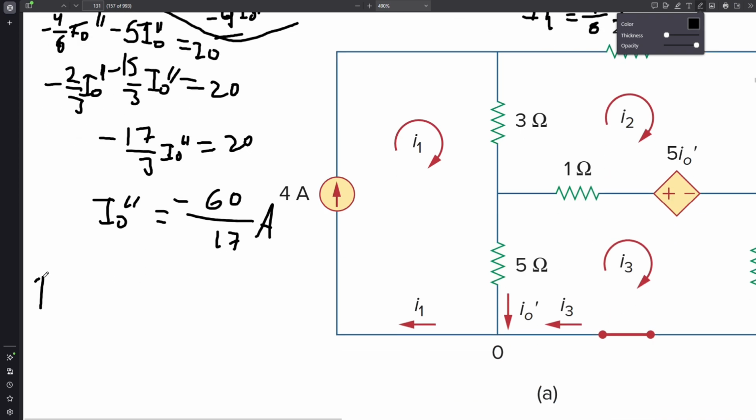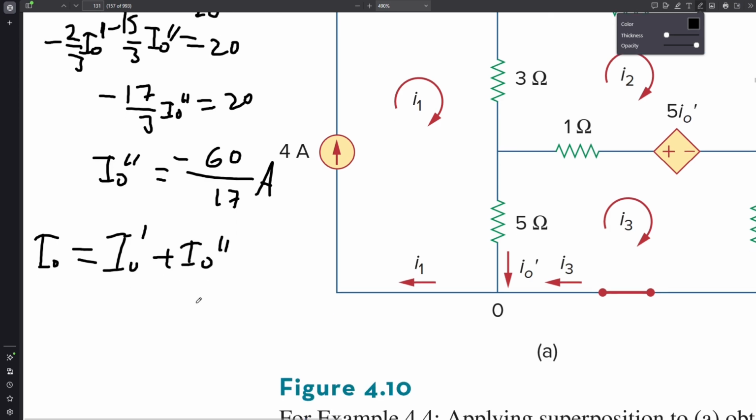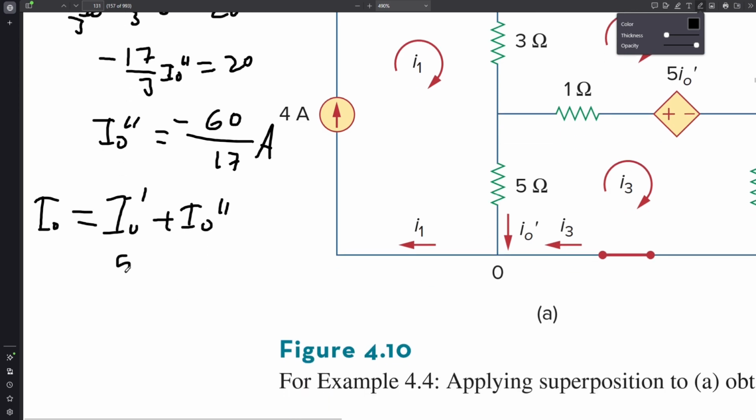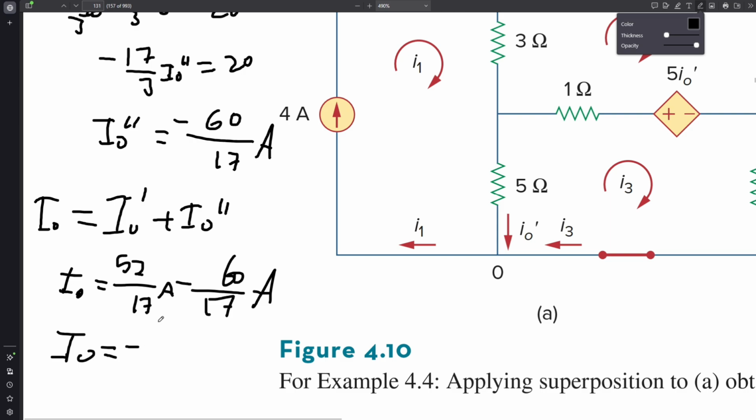That means combining, the answer is I0 equals to I0 dash plus I0 double dash. So I0 dash was 52 over 17 amperes minus 60 over 17 amperes equals to I0. So I0 equals to negative 8 over 17 amperes. That is the final answer.